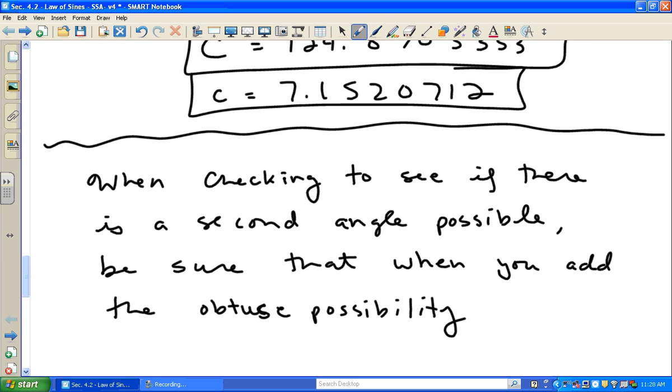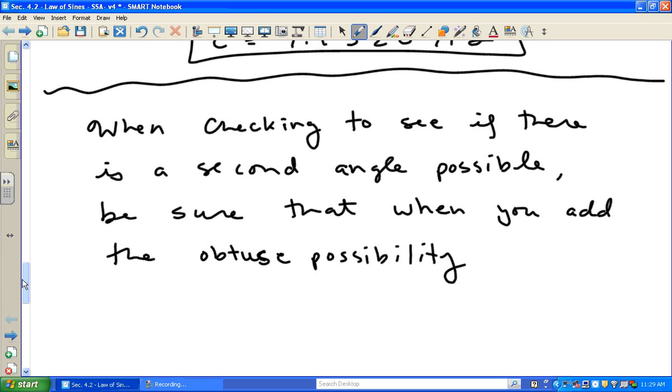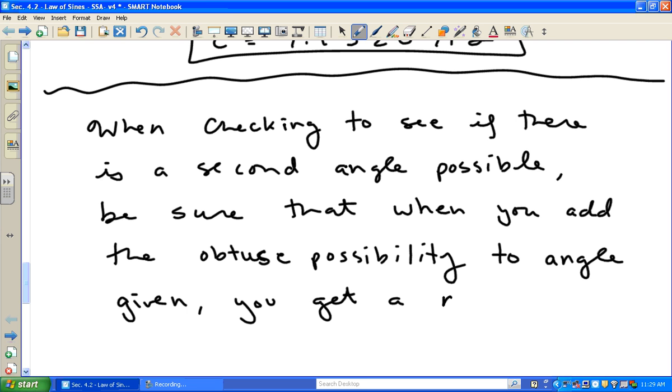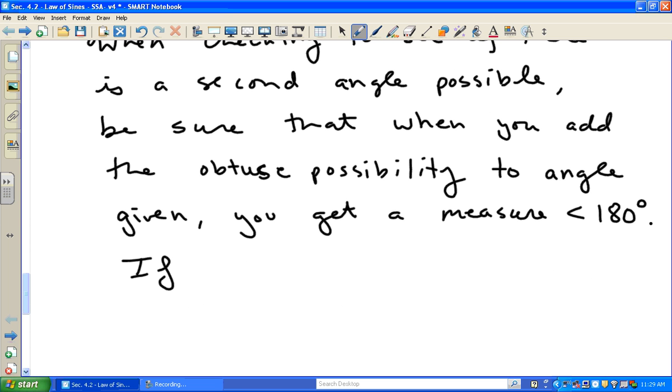The first option was that angle A was 20 point however many degrees. That's the acute one. And then when we subtracted that from 180, we got that A2 was possibly 159 point whatever degrees. If you take that obtuse angle, the one that's more than 90 degrees, make sure that when you add that obtuse possibility to the angle given, you get a measure strictly less than 180 degrees. If not, there's only one triangle.